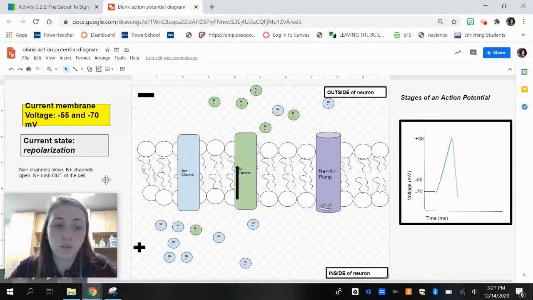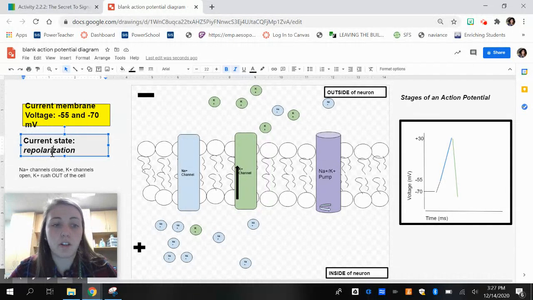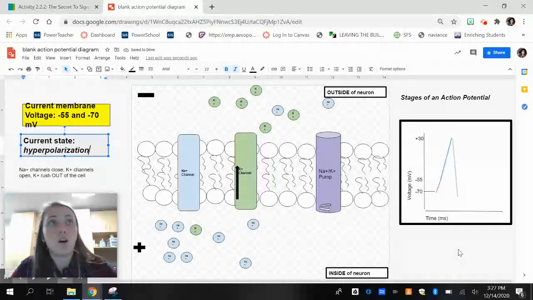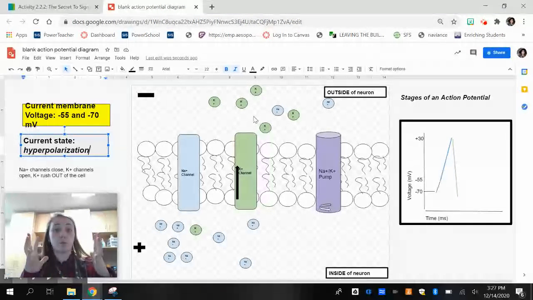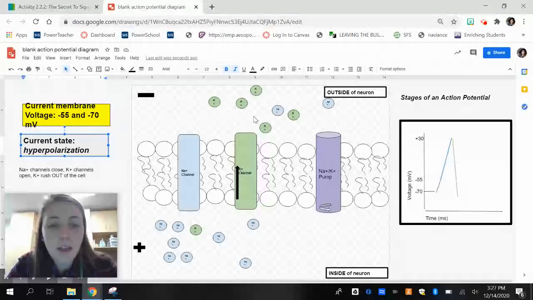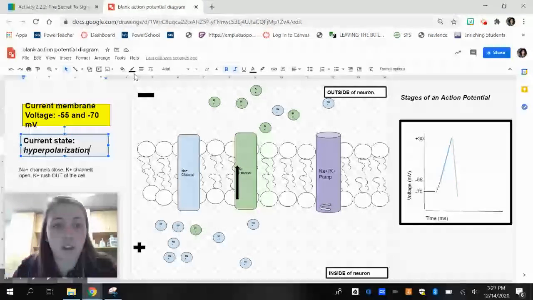So now that you've written down repolarization, I wanted to talk about this next state, which is called hyperpolarization. And just like hyper means overly active, this just means overly polarized. And so what can end up happening is additional potassium ions can flood out of the cell because the cell's freaking out so much, like I gotta get this potassium out. It's way too positive. So a bunch of potassium ions can flood out.